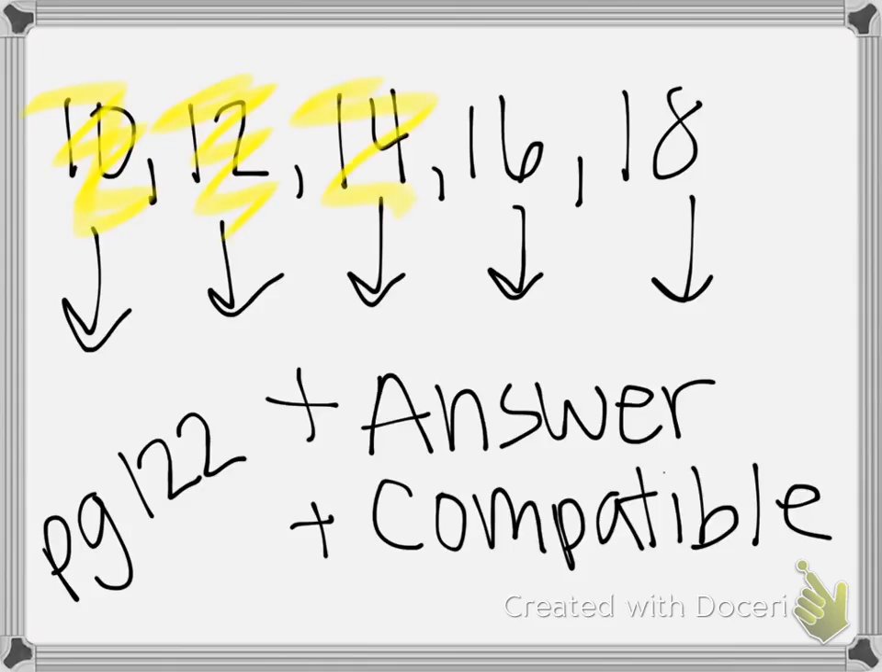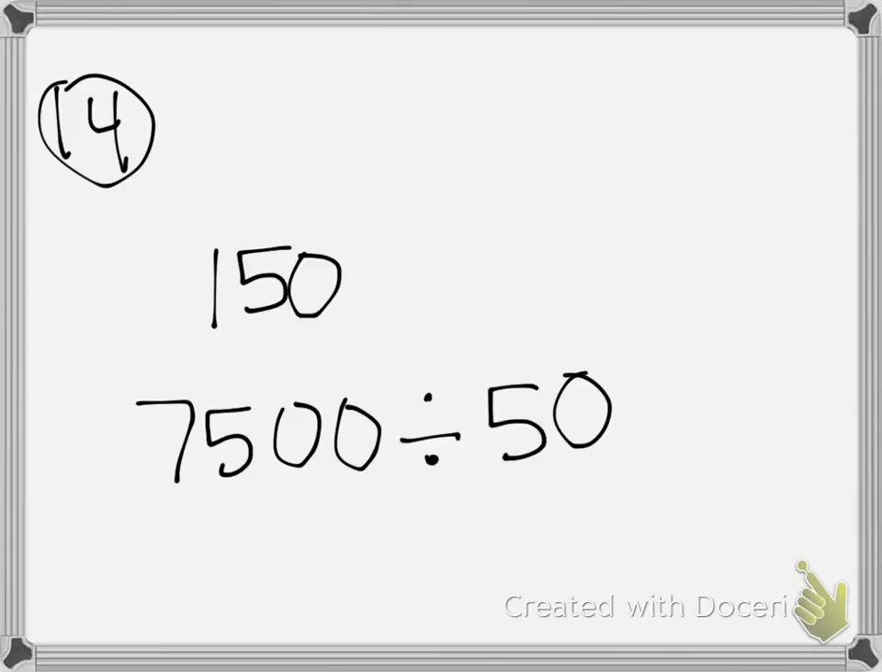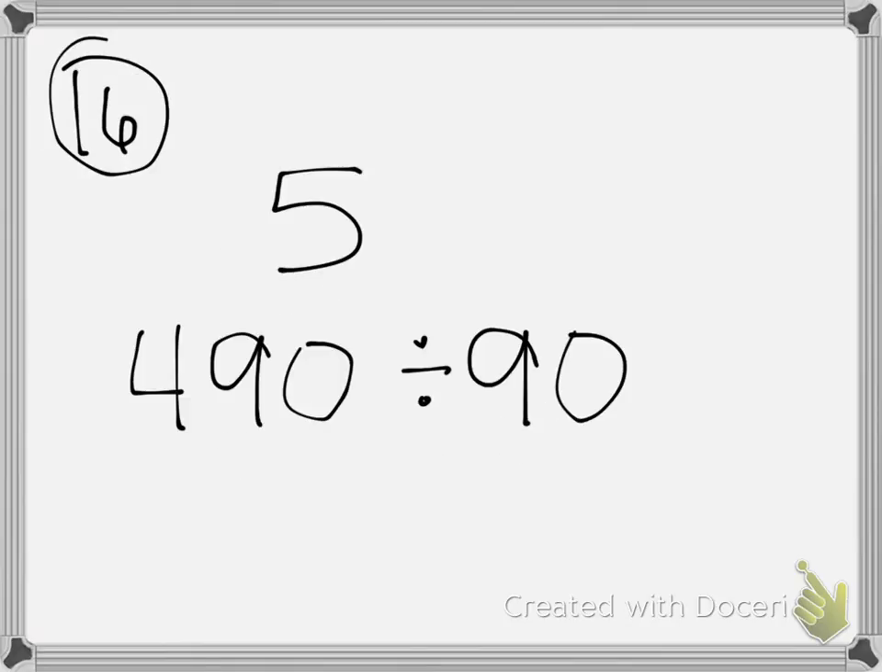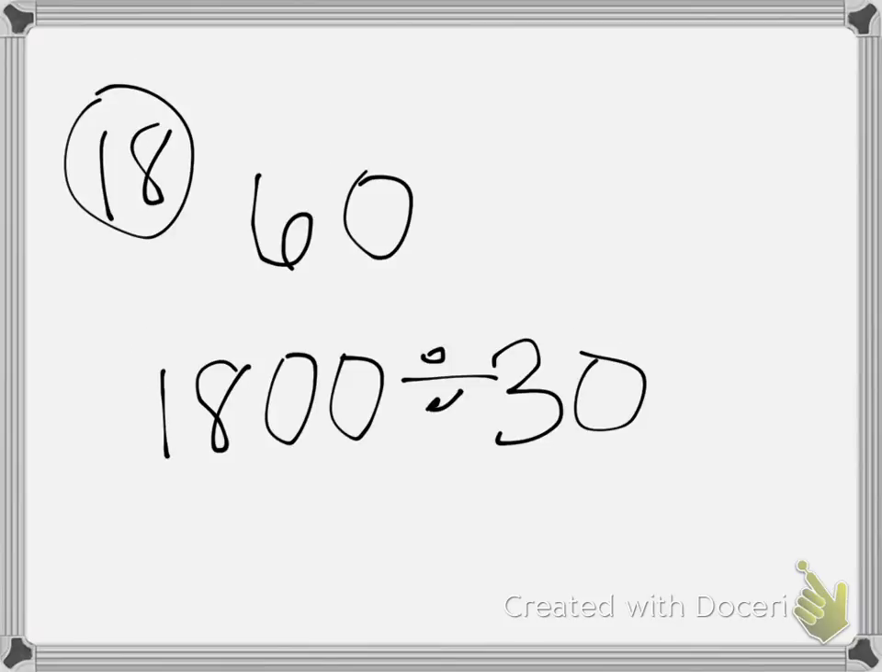Moving on to 14, your answer should have been 150. Your compatible numbers should have been 7,500 divided by 50. And for problem 16, your answer should have been 5. And you should have used the compatible numbers 490 divided by 90. And then the last one, problem 18, your answer should have been 60. The compatible numbers you used should have been 1,800 divided by 30.